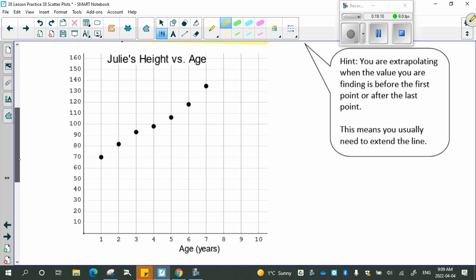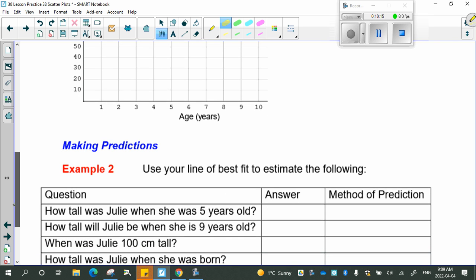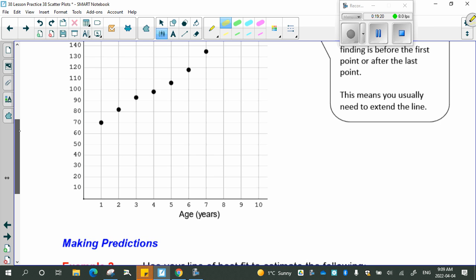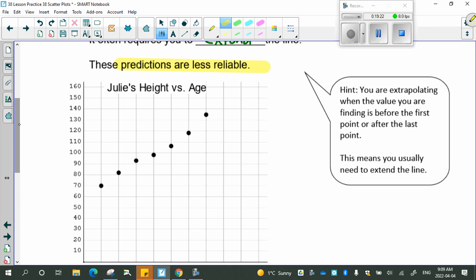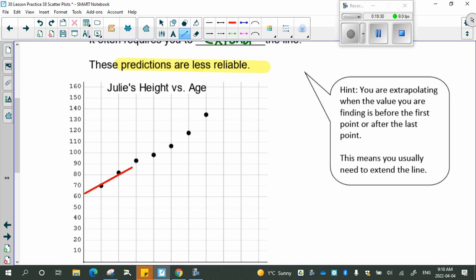Okay, so all right, so making predictions. How tall was Julie when she was 5 years old? So let's draw in our line of best fit again, and we're going to use it to make some predictions. And yours will be a little bit different from mine. Everyone's is going to be a little bit different, but the same general line. Okay, there's mine. And it's a little bit different than the one I drew on the first page.